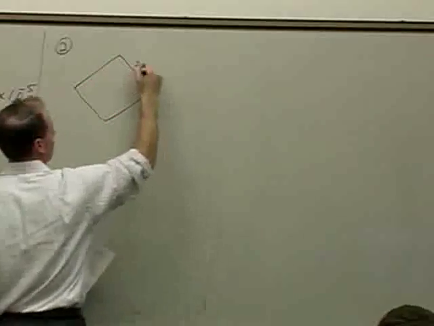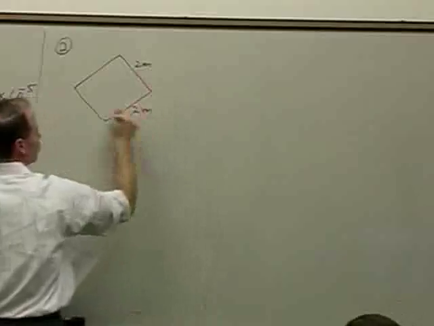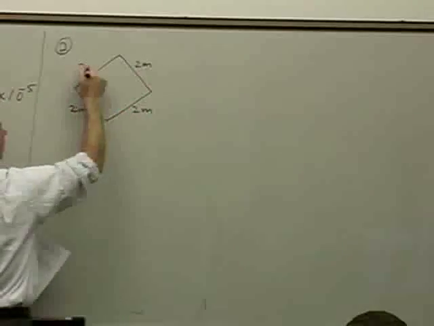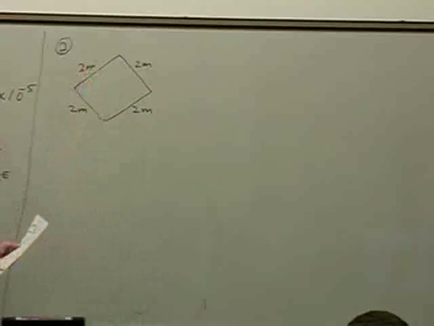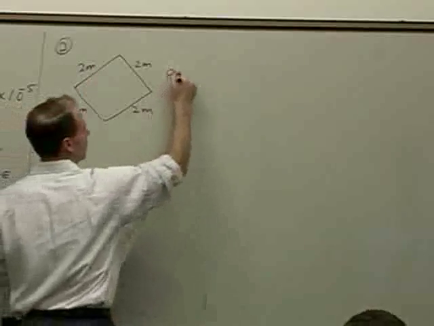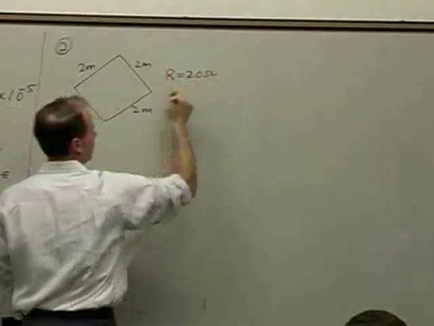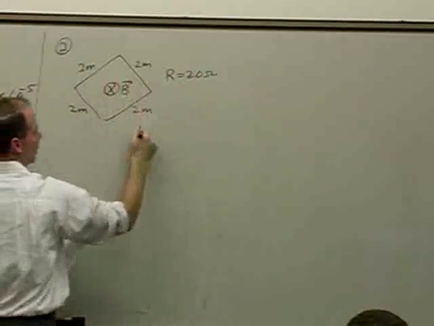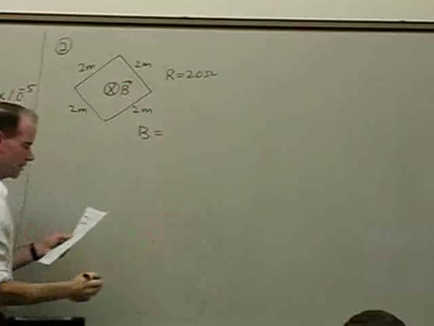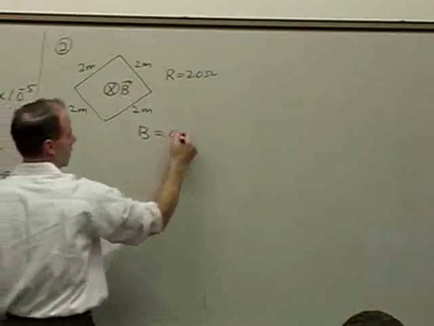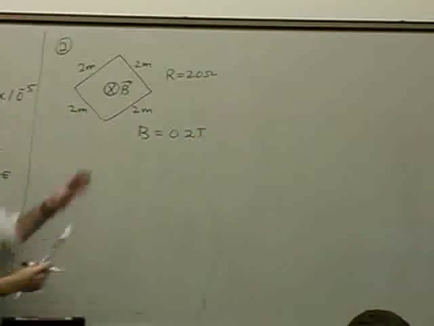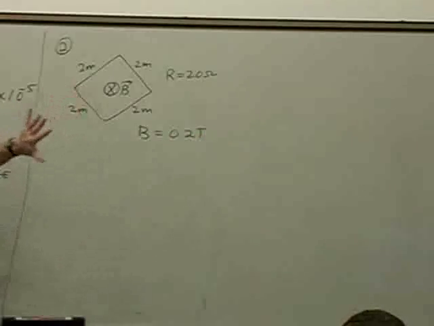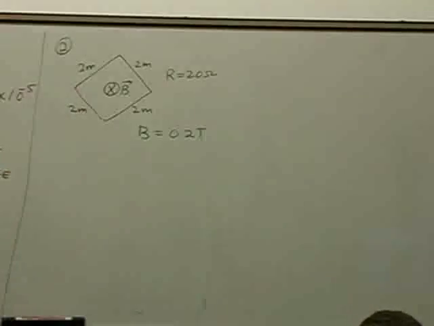So we have a square loop, 2 meters on the side, and the resistance of this loop is 20 ohms, and we're going to place it in a magnetic field. The magnitude of that magnetic field is 0.2 Tesla, and the magnetic field is directed into the page. So we assume that there's a magnetic field into the page of this loop.